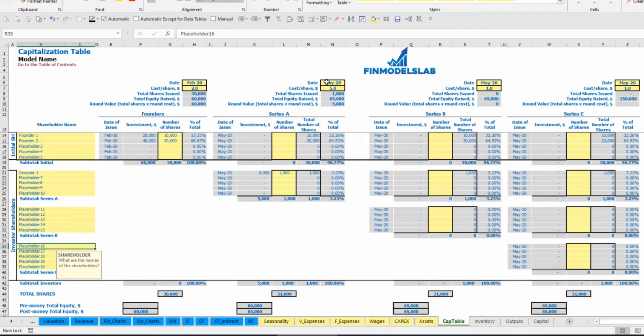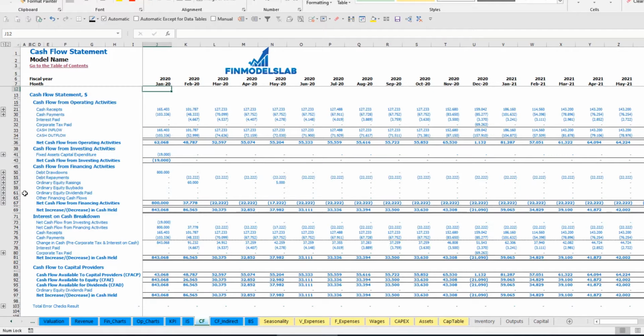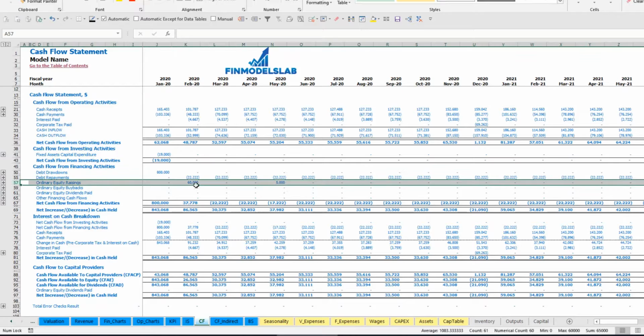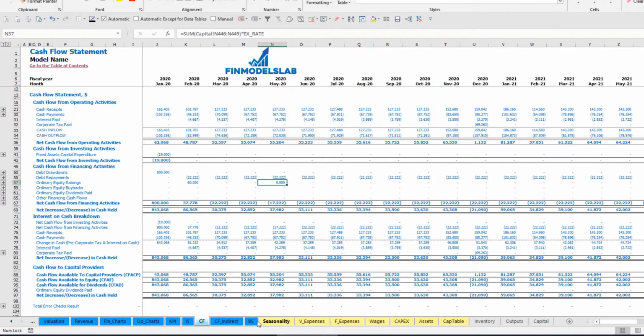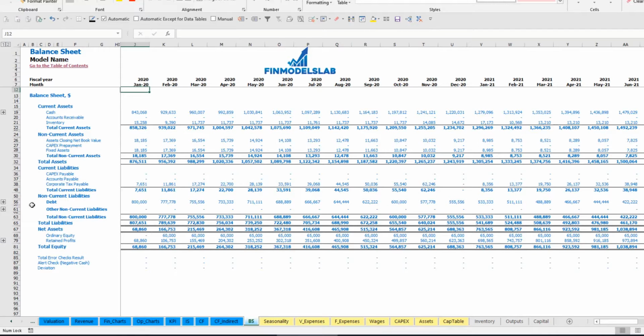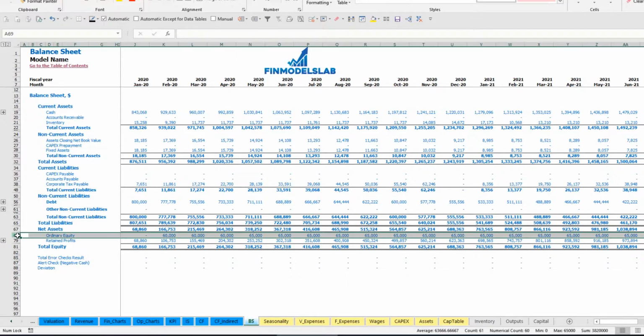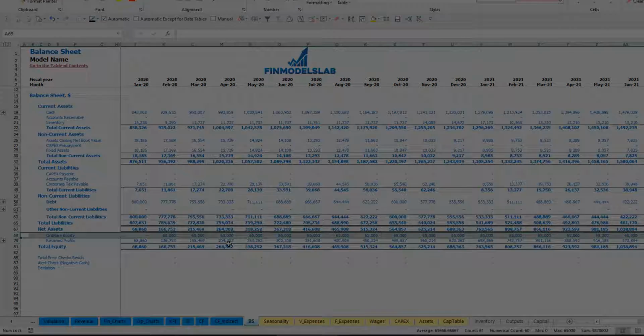The same way you can set up the date, cost of share, and up to 5 investors, so up to 5 placeholders for number of shares. The amounts of funding you may see in the cash flow, in the ordinary equity raisings, and you may see the balance sheet, which shows you the total equity by months.